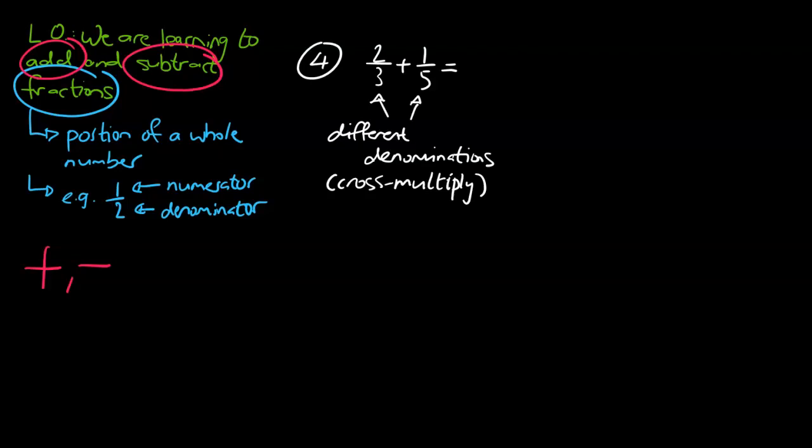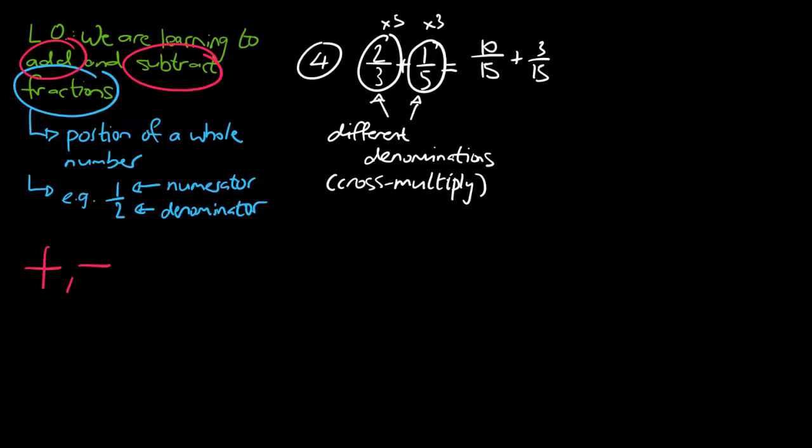So we need both of these fractions to have the same denominator. So we're just going to multiply it by the opposite denominator. So this fraction here, 2/3, we're going to times that by 5, which is the opposite. That's going to become 10 over 15. I'm then going to do the same for the second portion, 1 over 5. I'm going to times that by 3, which is the opposite denominator. That's going to be plus 3 over 15.